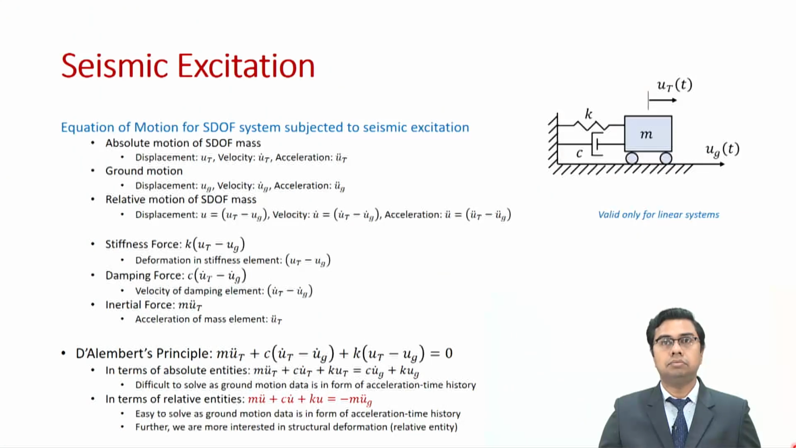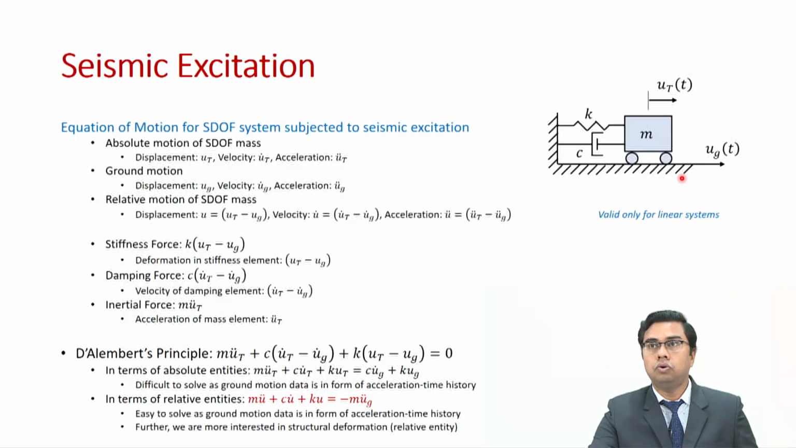When it comes to seismic excitations, we have this single degree of freedom system shown over here, which is excited by the ground displacement given over here as ug, which is a function of time. Let us say that the mass of the system is m, and the stiffness and damping are represented by k and c respectively. The total displacement of this mass is given by ut, which is again a function of time.